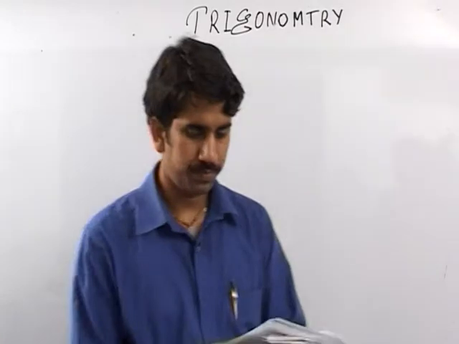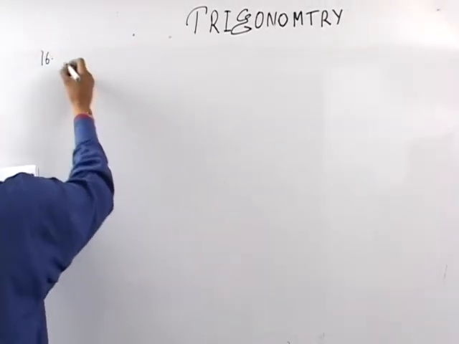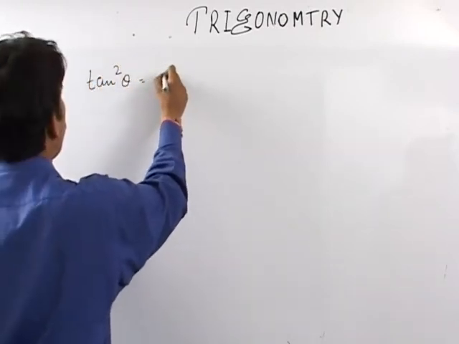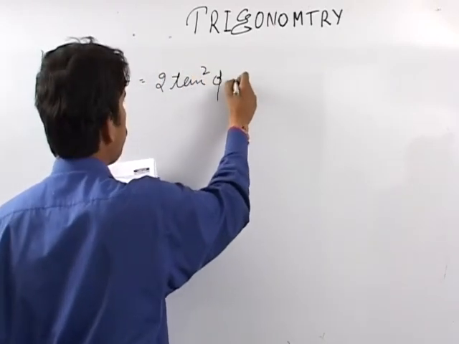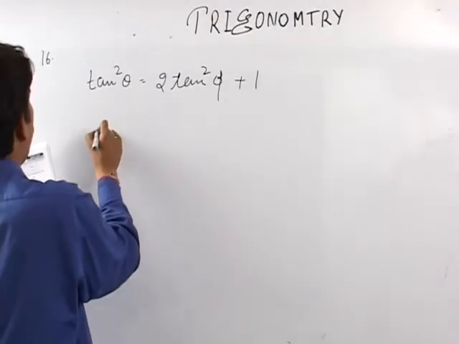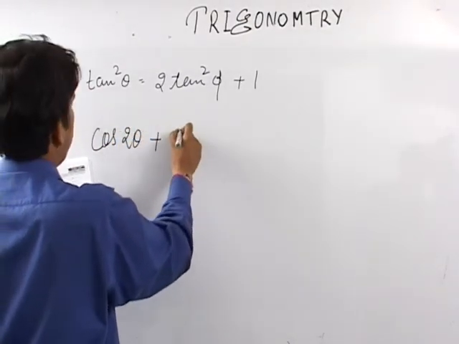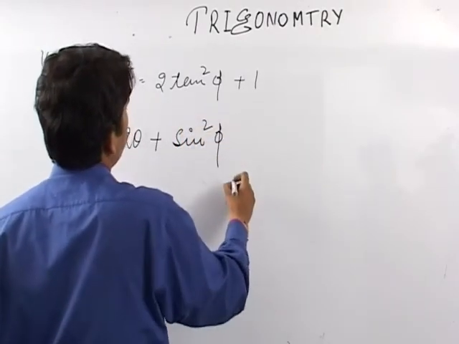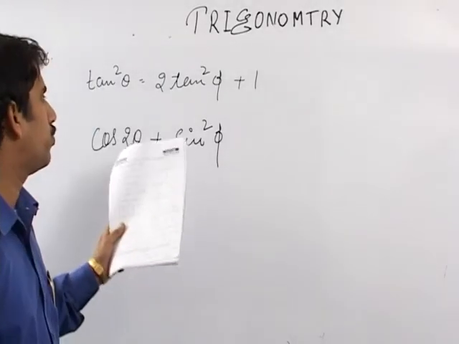Now, next question you have tan square theta is equal to 2 tan square phi plus 1. Then you have to find out the value of cos of 2 theta plus sin square phi. Now this question you can do in 2 ways.